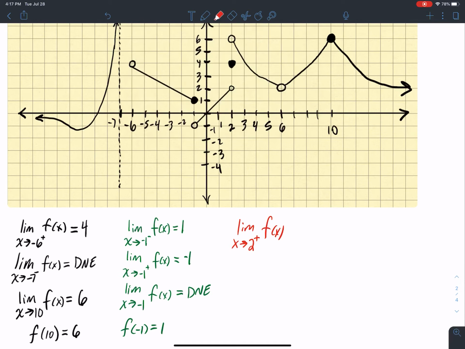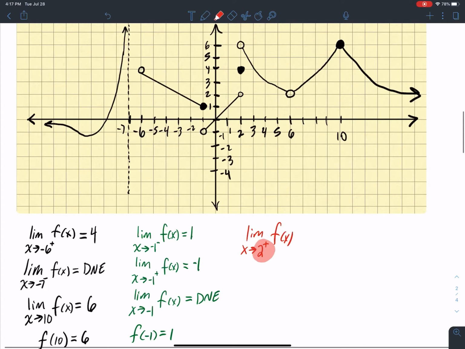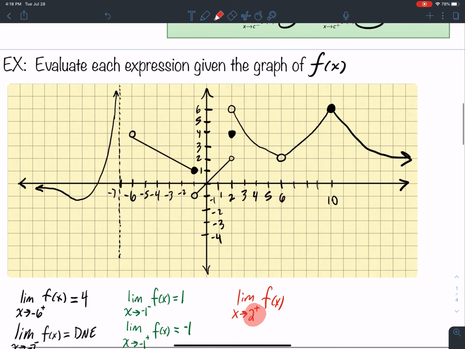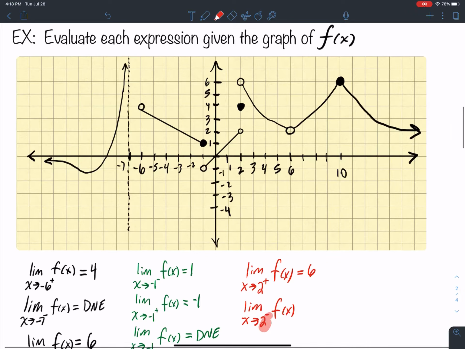Now, the limit as x goes to 2. I'm going to use red here. So it goes to 2 from the right. I see that plus tells me it's from the right side. So here's my 2 here, so I'm going up to 2 from the right. Looks like that limit is 6. Okay, what about 2 from the left side? 2 from the left side, here's 2 here. I'm coming up from the left. It looks like that limit is 2.